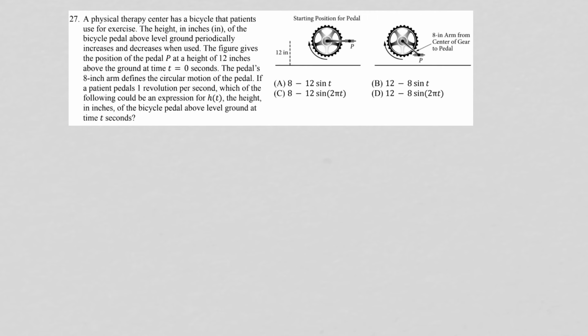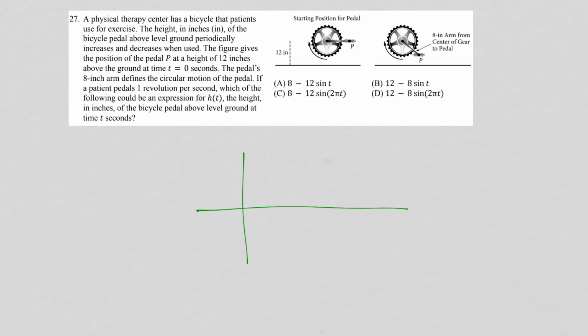27. A physical therapy center has a bicycle that patients use for exercise. The height of the bicycle pedal above the ground periodically increases and decreases when used. The figure gives the position of the pedal at a height of 12 inches above the ground at 0. The pedal's 8-inch arm defines a circular motion. They pedal 1 revolution per second. Which of the following could be an expression?